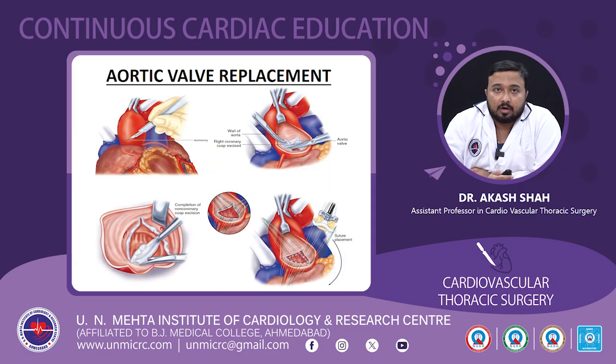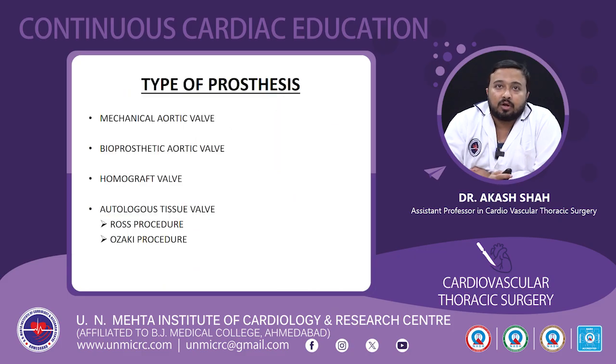So this is the diagram showing aortic valve replacement, where, after going on cardiopulmonary bypass, an aortotomy is done approximately 1.5 to 2 centimeters above the aortic root. The leaflets are excised, and based on the sizing of the aortic annulus, we can place the aortic valve in either an intra-annular position or a supra-annular position. Now the type of prosthesis can be a mechanical aortic valve, bioprosthetic aortic valve, homograft valve, or autologous tissue valves.